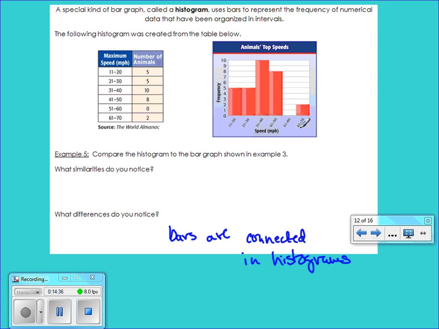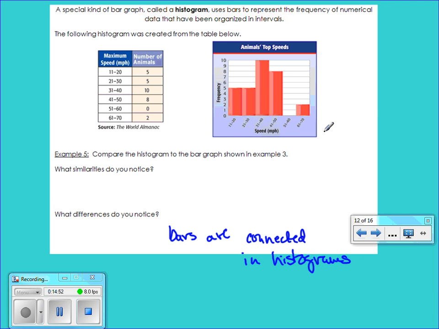What's important about these numbers that are on the bottom here? They describe the bars. They do describe the bars, but there's something different about this set of numbers. They're ranges. Very good. Okay. So on the bottom of the histogram, you're going to have ranges.